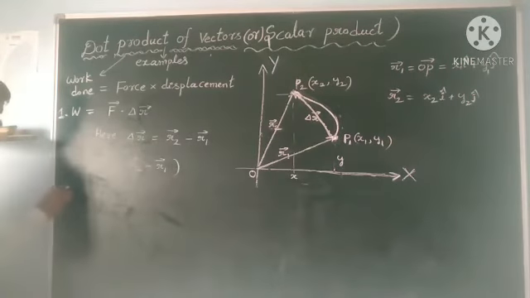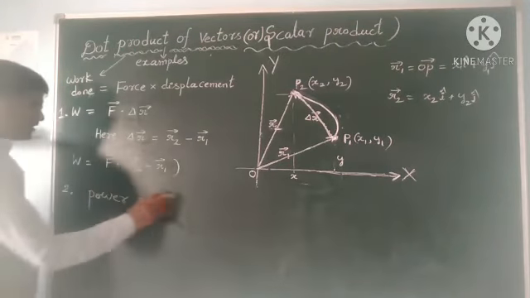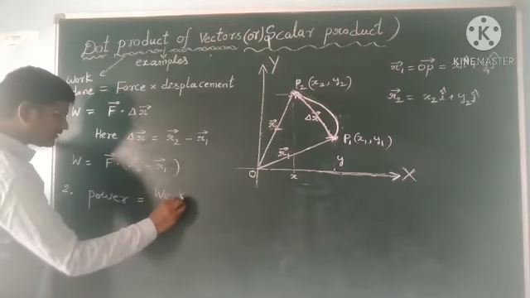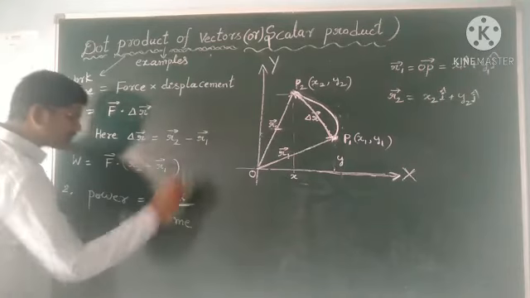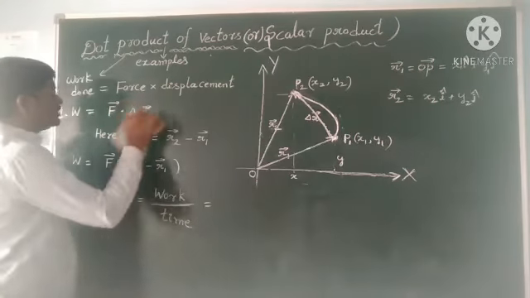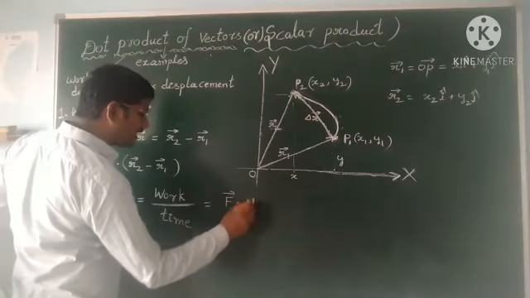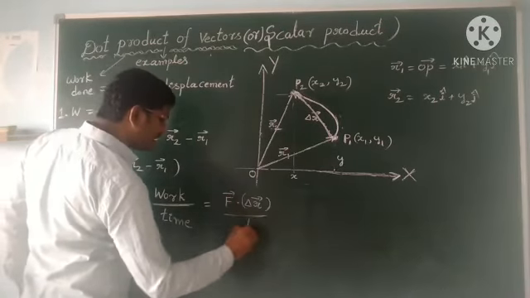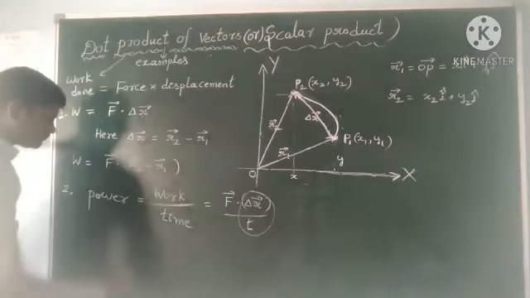Dot product. And the second example for dot product is power. Power is equal to work by time. So the definition of power is work by time. And you know that work means what will you write, students? F bar dot delta r bar, that is called the displacement vector, divided by time. So this displacement by time can be written as velocity.